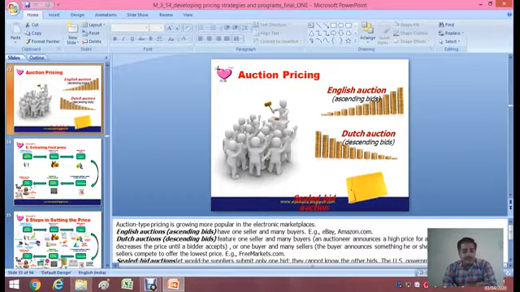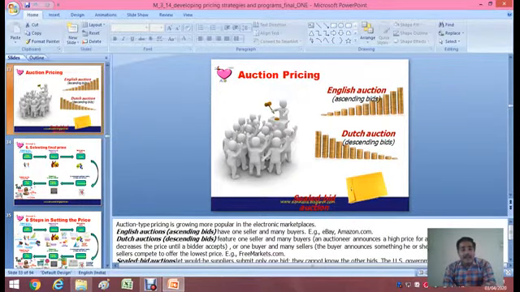The auctioneer announces a high price and the buyers can wait for the price to reduce and buy at the price at which the buyer can purchase the product. So at the initial stage the price is high and it is decreased at that level. From the available buyers one can accept it, that at a particular price any one buyer is ready to buy the products. Or there can be one buyer and many sellers.